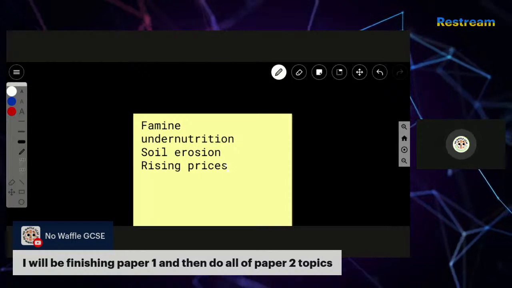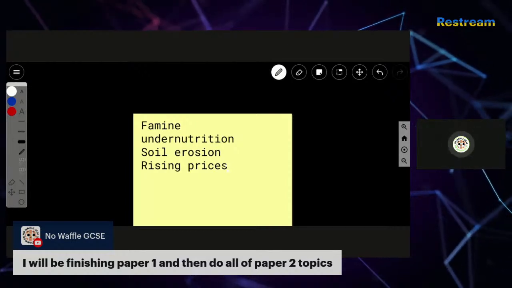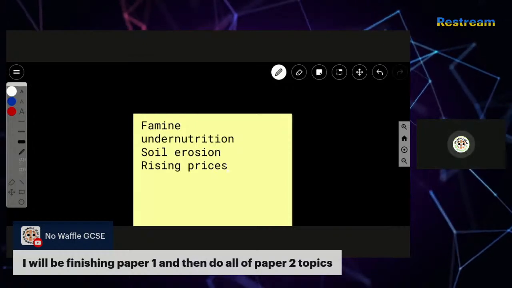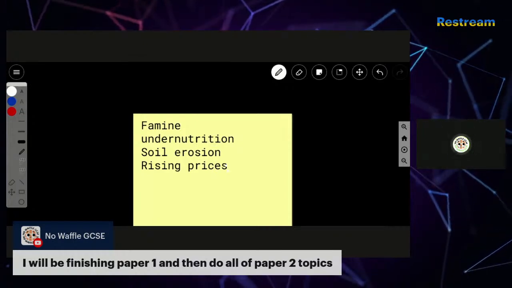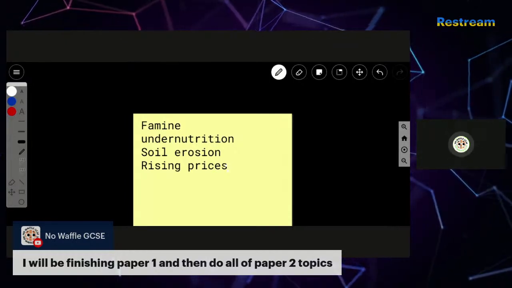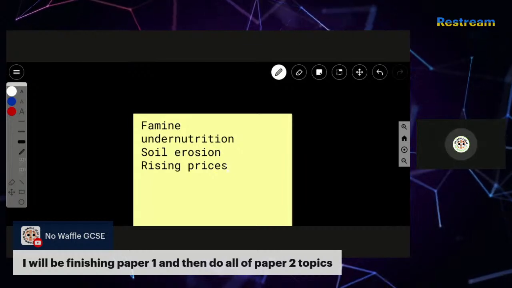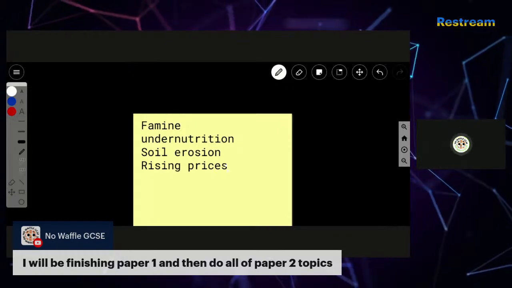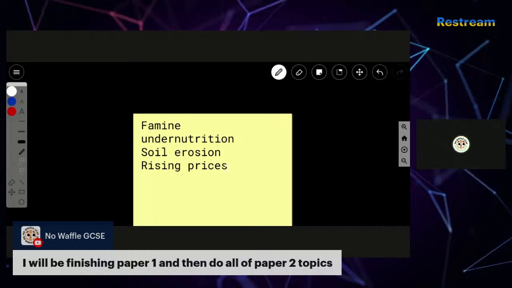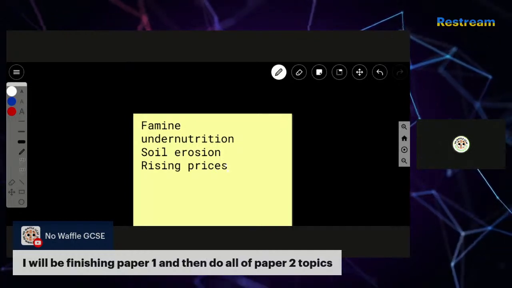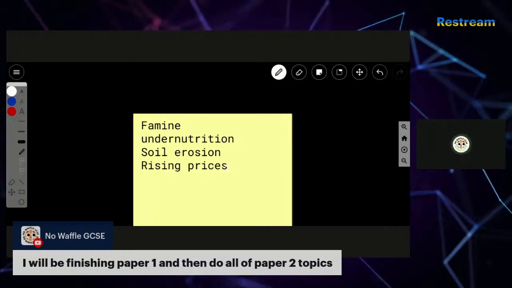Now, how do we increase food production? There's irrigation, which is artificially watering land. This can be used to make dry areas more productive or increase the number of harvests. There are three different types of irrigation: gravity flow, sprinklers, and drip systems. Let me show you the different methods.